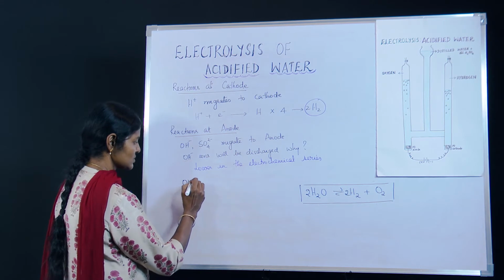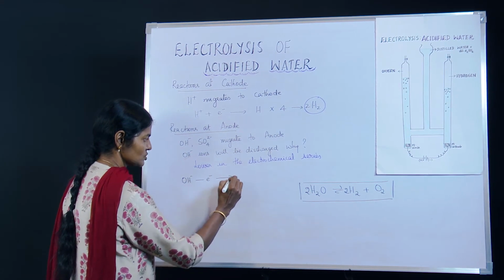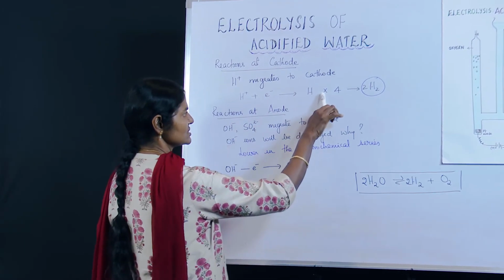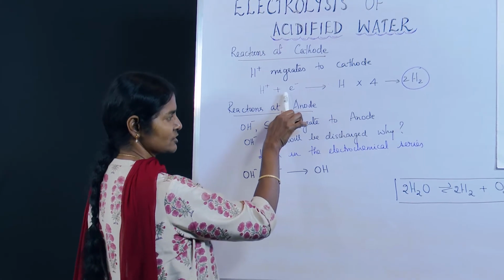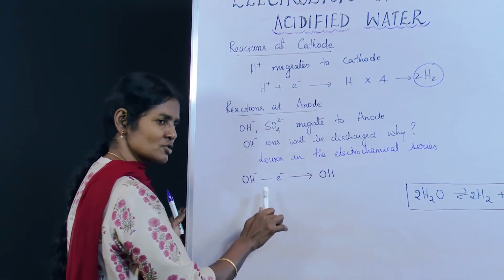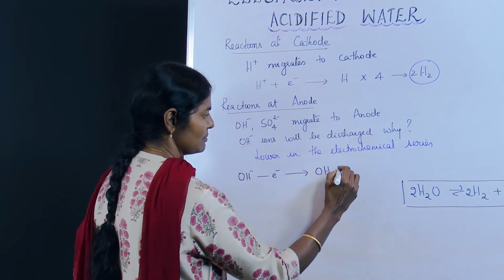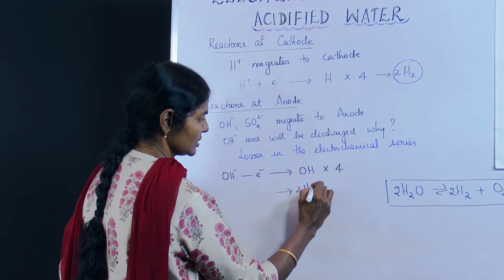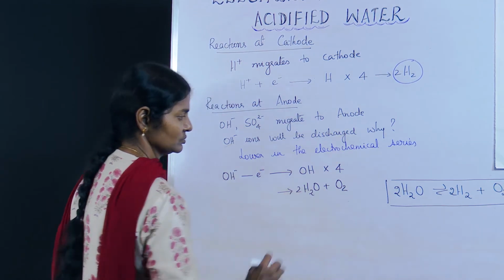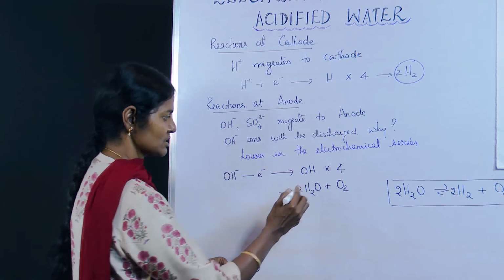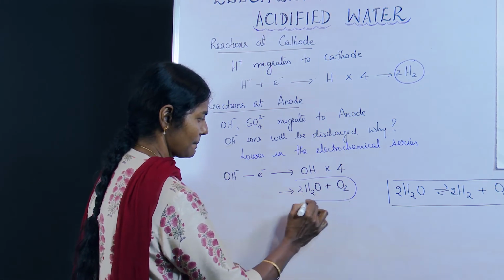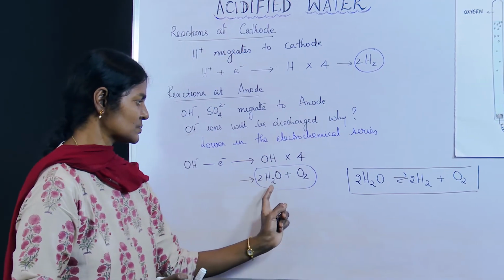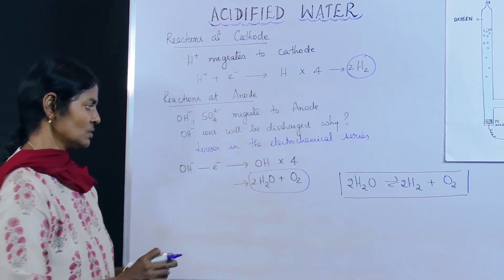So OH has to lose one electron to give hydroxyl ion. And when we multiply this by 4, that means 4 electrons are gained here. 4 electrons should be lost here too. Therefore, multiply this also by 4, which results in 2H2O plus O2. So you have got everything here about this equation. You have hydrogen here, water is present and oxygen is also formed.